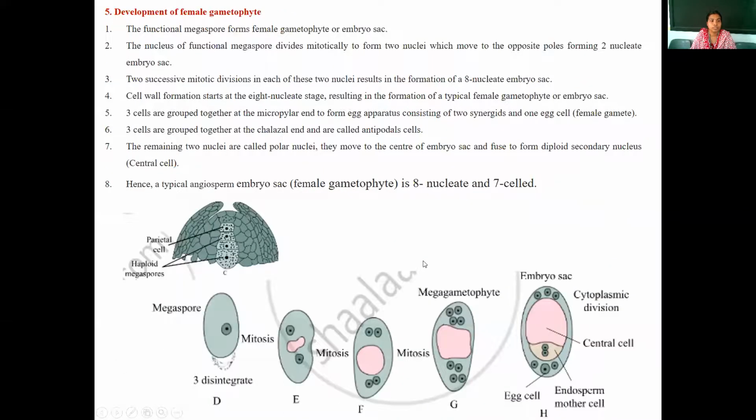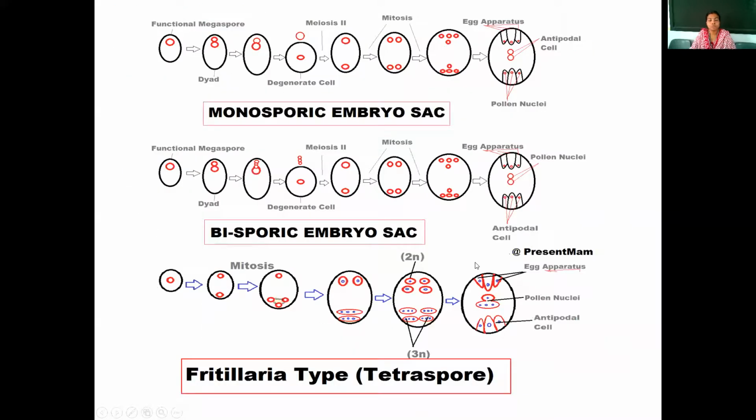And coming to this, we discussed how the female gametophyte develops. This is nothing but the megagametogenesis, how among the 4 megaspores, one functions and takes the position of the complete embryo sac. Moving on to the types of embryo sac, we can divide the embryo sac into 3 types: monosporic embryo sac, bisporic embryo sac, and tetrasporic.